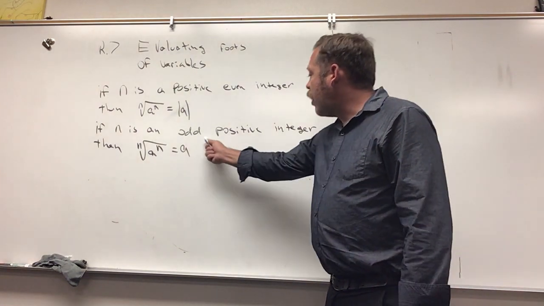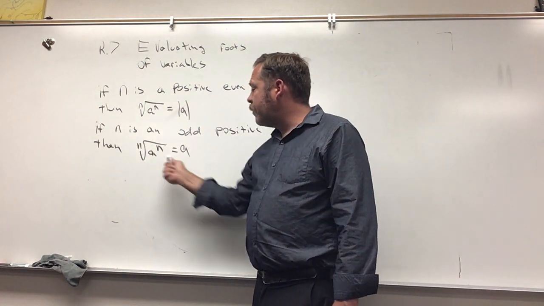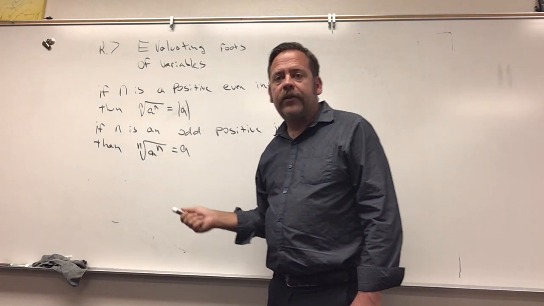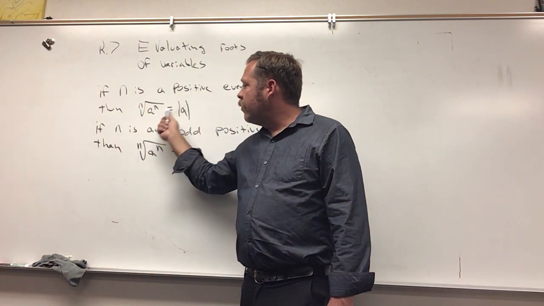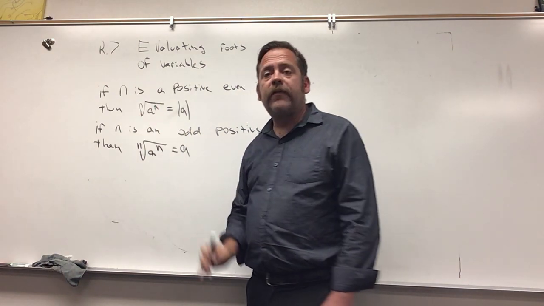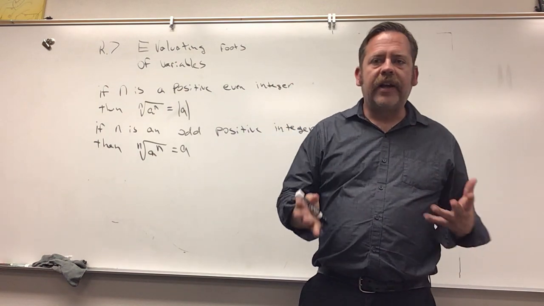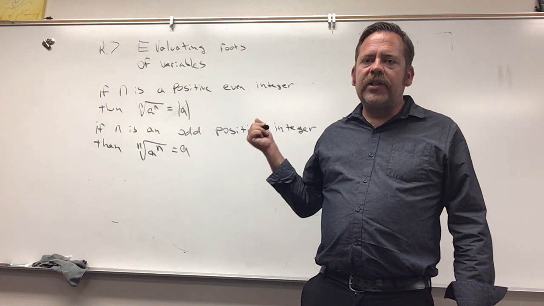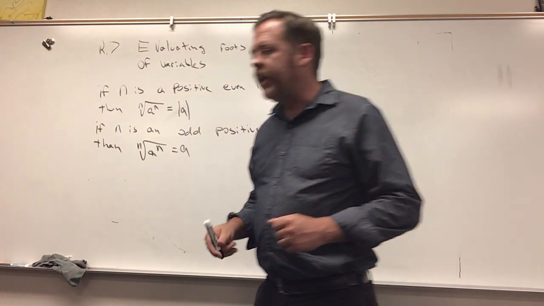If n is an odd positive integer, then the nth root of a to the power of n is simply a. So if it's an even root and you pull out a's, it's going to need absolute value. Let's do some examples, and then I'll give you my saying that basically says what this says, but in a more relatable, easier to understand way.